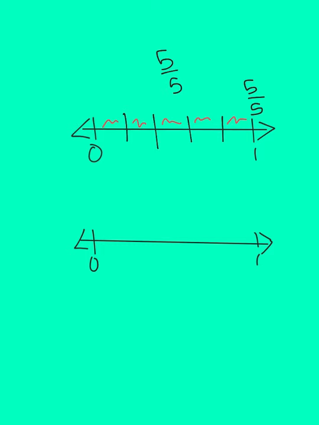Okay, so I'm just going to label that real quick. I've got 0, 1/5, 2/5, 3/5, 4/5, and 5/5. So then I'm gonna go down here.